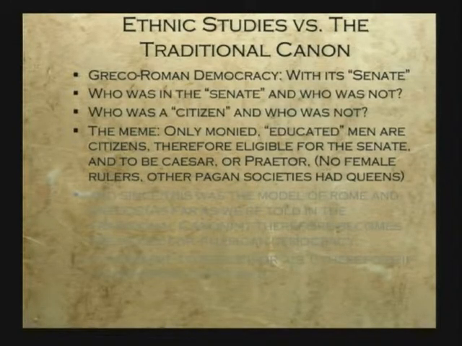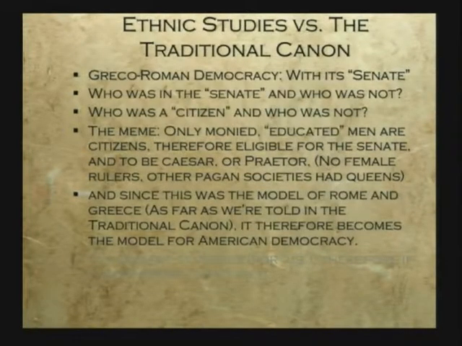So, only moneyed, educated men are citizens, therefore eligible for the Senate and to be Caesar or Praetor. No female rulers, unlike even other pagan societies like Greek and Rome. Pagan means you worship multiple gods, polytheistic, etc. So other pagan societies had queens. Even Christian societies had queens. And since this was the model of Rome and Greece, as far as we're told in the traditional canon, it therefore becomes the model for American democracy.